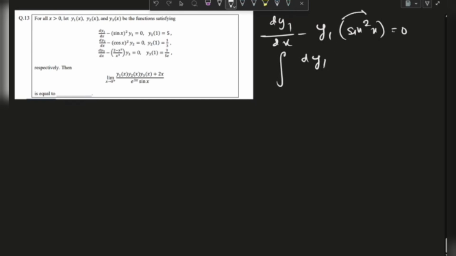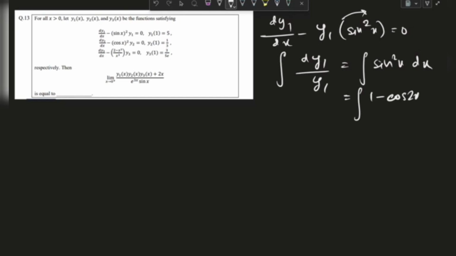If we take this to the right hand side, then integral dy1 by y1 is integral sine square x dx. So we will write this as 1 minus cos 2x divided by 2 dx, and now we will have ln of y1.